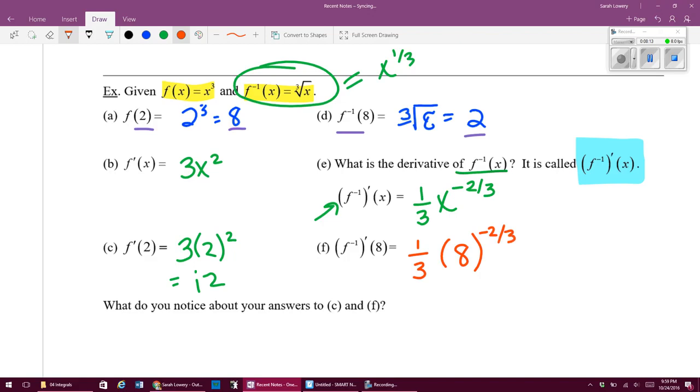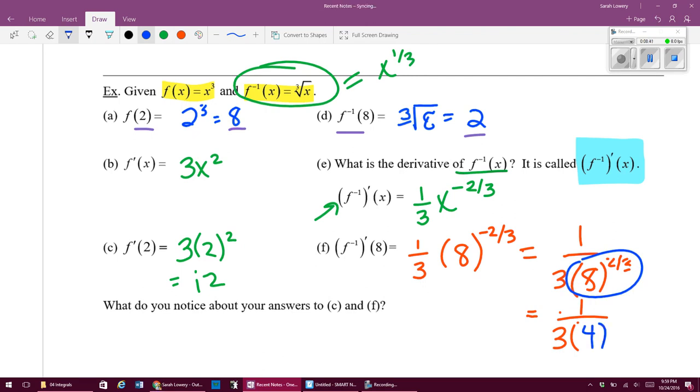And here's where I know you guys struggle. So what does this actually mean? 3 times 8 to the 2/3 power down here. Now, 8 to the 2/3 means, and you could plug that in your calculator if you wanted to, that I'm going to take the cube root of it and square it. The cube root of 8 is 2, 2 squared is 4, and we get 1/12.